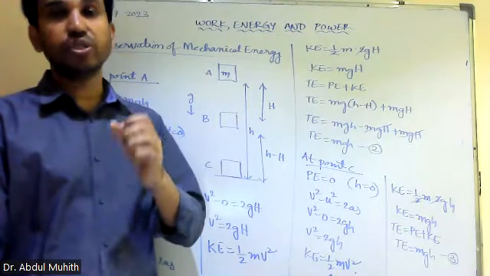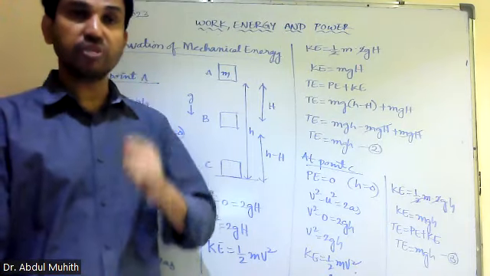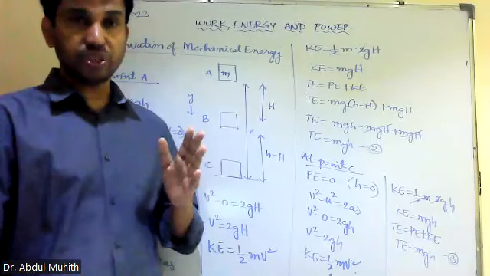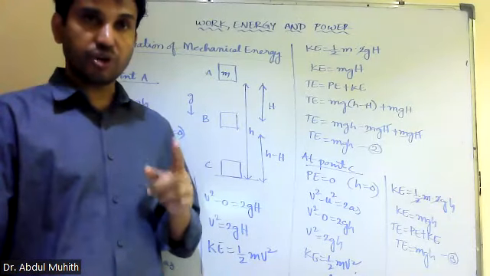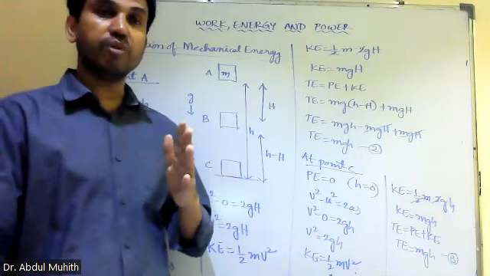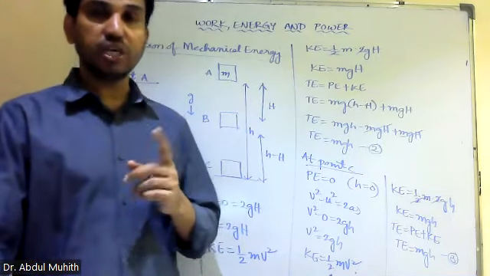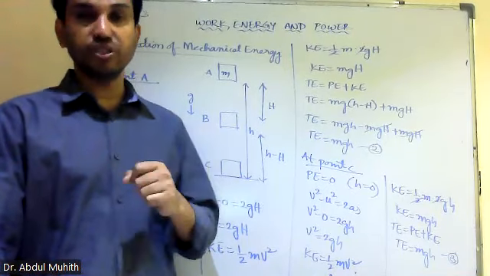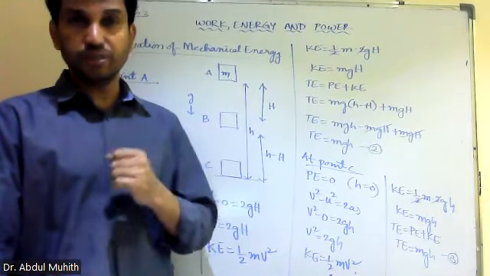The formula for gravitational potential energy is what? The formula for gravitational potential energy is mgh, and the formula for elastic potential energy is half kx square, where k is known as spring constant and x is known as displacement.